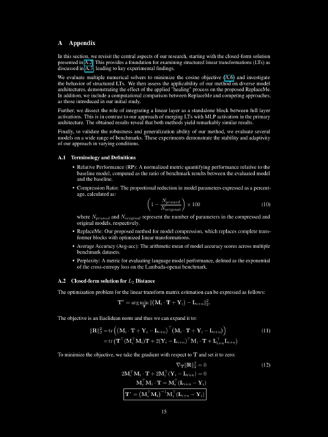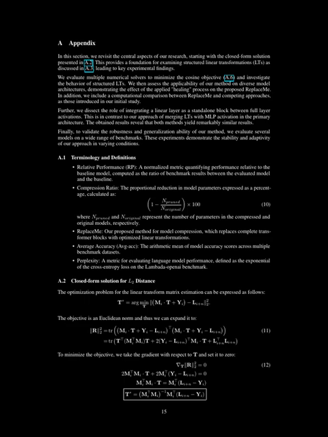ReplaceMe, our proposed method for model compression, which replaces complete transformer blocks with optimized linear transformations. Average accuracy (AVG), the arithmetic mean of model accuracy scores across multiple benchmark datasets. Perplexity, a metric for evaluating language model performance, defined as the exponential of the cross-entropy loss on the LAMBADA benchmark. Appendix 2, closed-form solution for L2 distance. The optimization problem for the linear transform matrix estimation can be expressed as follows: T* = argmin_T ||M1 T + Y - L1||_2.